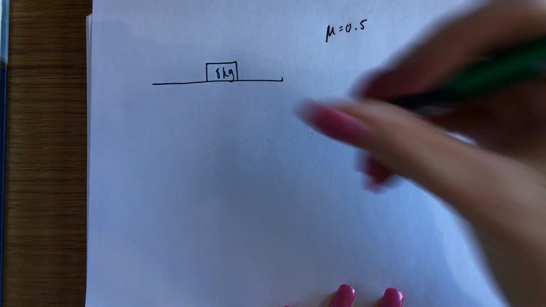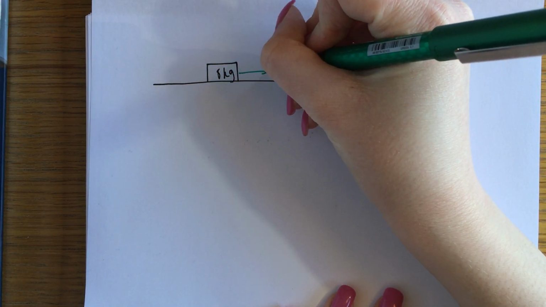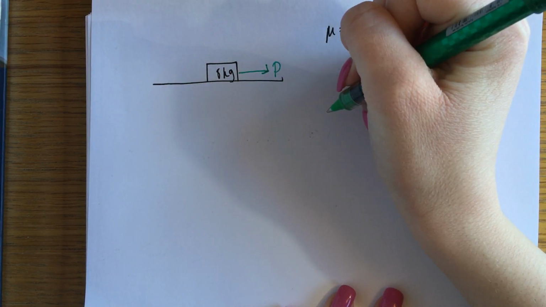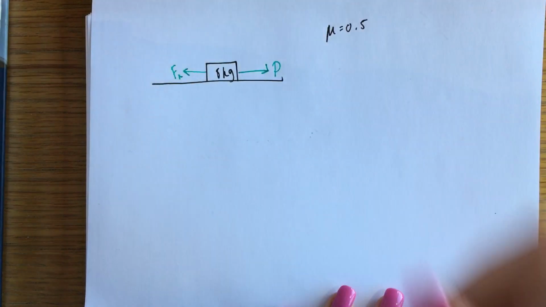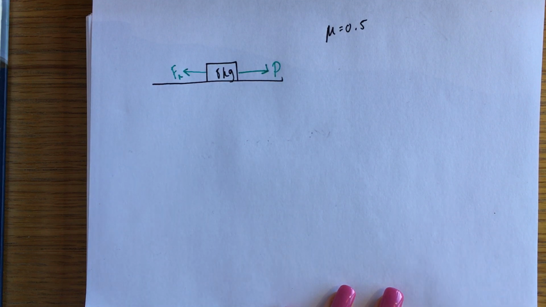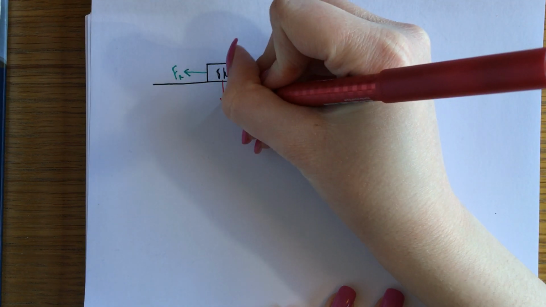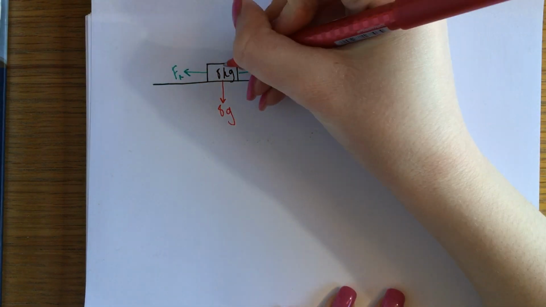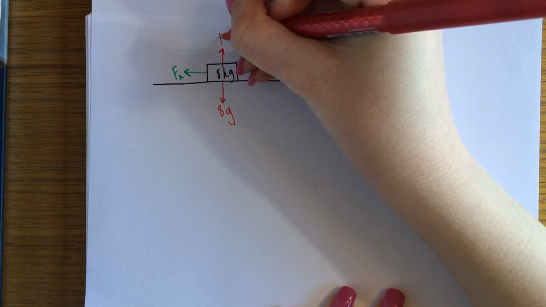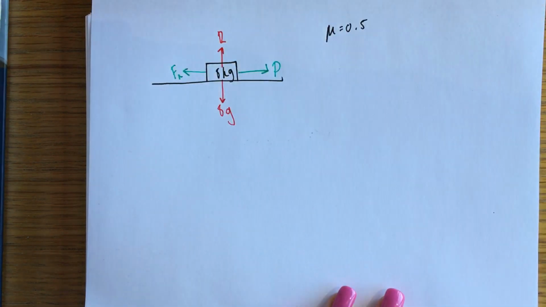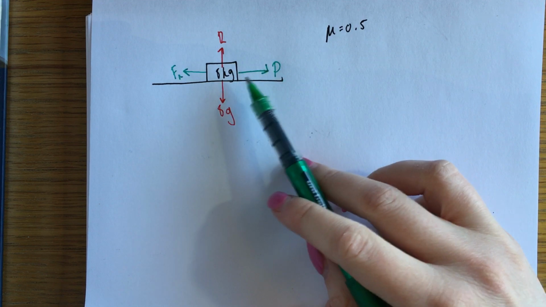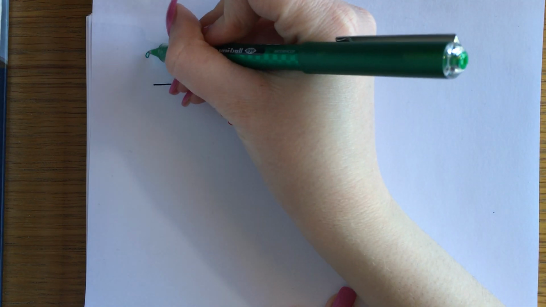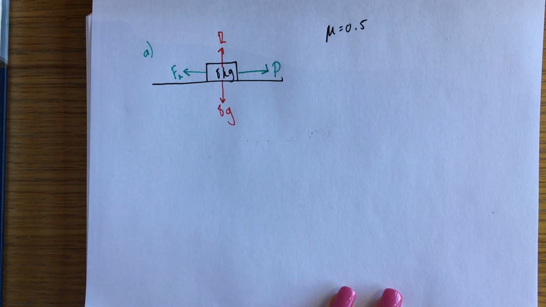So P is a force that would be causing it to move forward, and therefore we have friction acting backwards. And obviously we've got the weight, 8g, and then we've got our normal reaction. So A is if the force is horizontal. So this is my part A, where the force is horizontal.